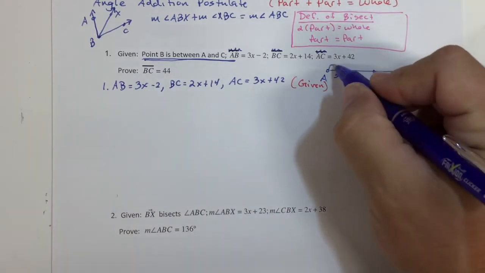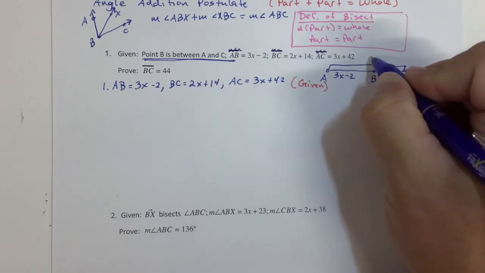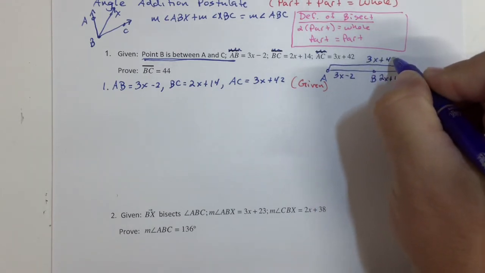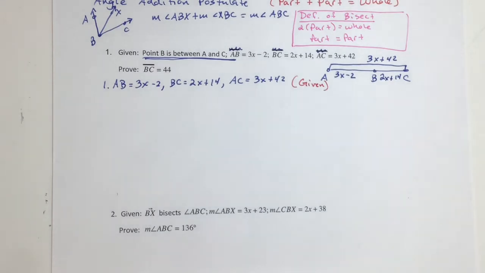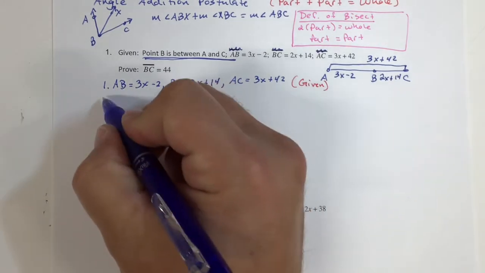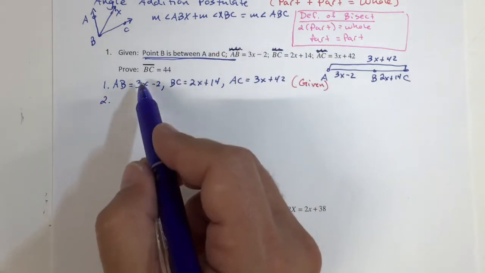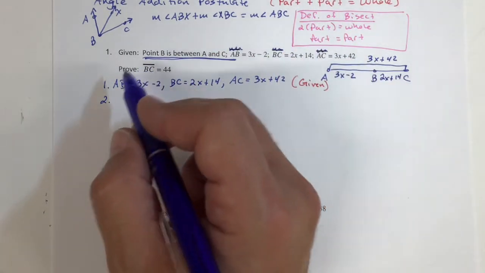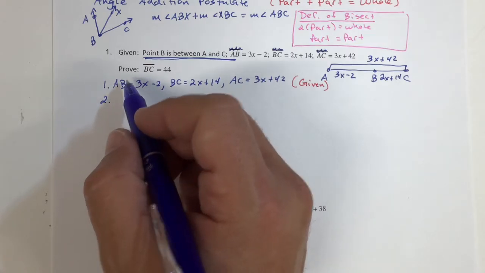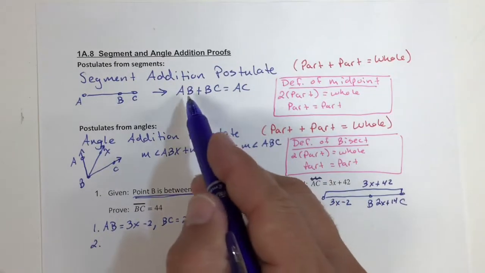And AC, the entire thing, is 3x plus 42. So in a proof, the next thing in a problem that we were working this out as, the next thing we would do is go ahead and fill in our equation. However, we're going to take an extra step in our proof. The first thing I want to do is to write this kind of equation.